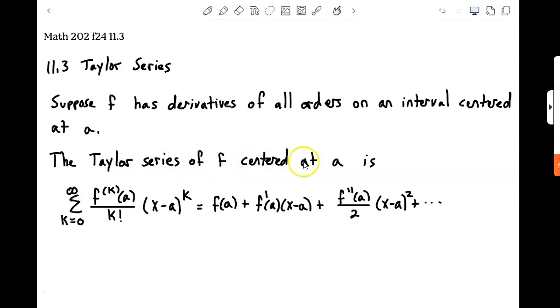Then the Taylor series of f centered at a is simply taking that Taylor polynomial idea that we had and expanding it and letting it go to infinity. So it's the kth derivative at the center divided by k factorial times x minus a to the k power. And of course, the zeroth derivative is the function itself. 0 factorial, remember, is 1, so that would be f of a plus f prime of a times x minus a, plus f double prime of a over 2 times x minus a squared, and so on, and so on.